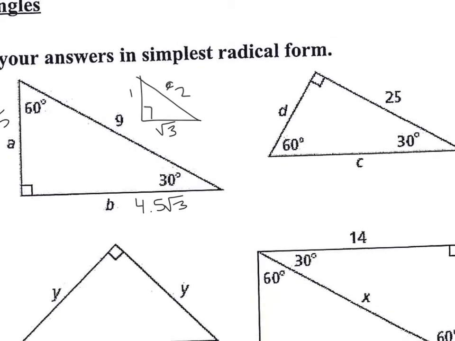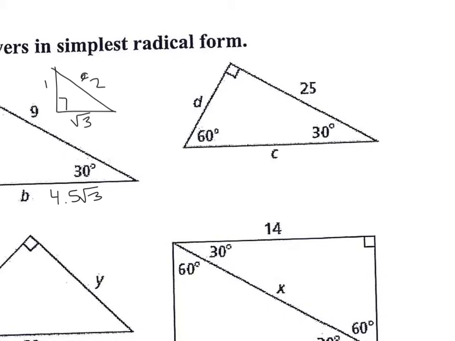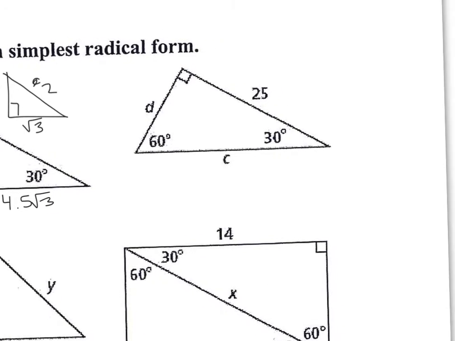Okay, number 3. So I'm going to draw 30, 60, 90. It's usually more difficult when you're given the long side, which we have here. So the short side's 1, the long side is root 3, and the hypotenuse is 2. So I drew them similar triangles. Now I'm going to find C by doing a proportion.